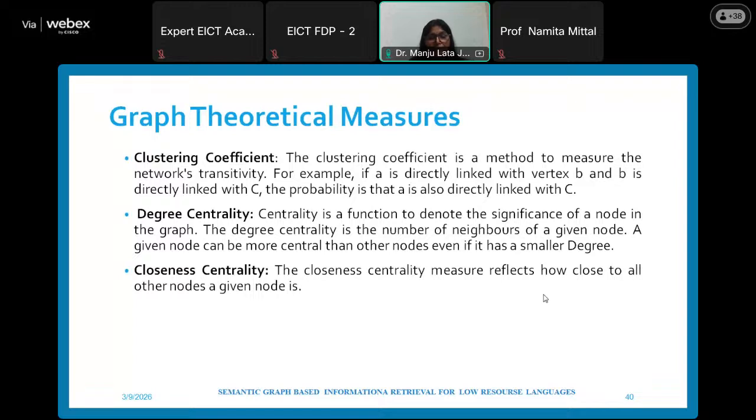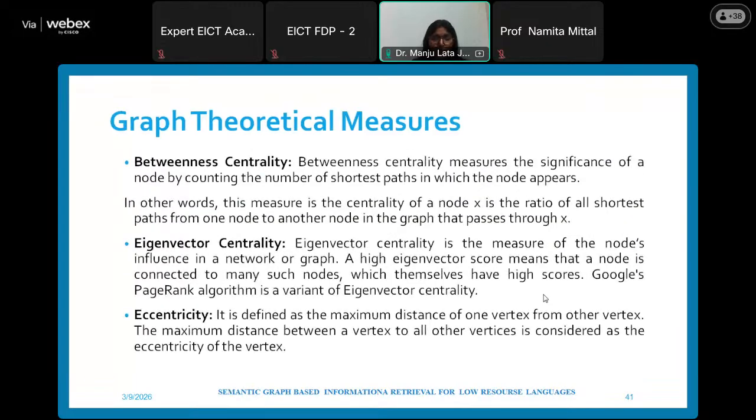Closeness centrality is a measure that reflects how close a given node is to all others. It means if you find the distance of that particular node to other nodes, then to how many nodes it is close. Betweenness centrality comes into the picture when we find a path from one node to another node, and how many times that particular node comes in between on the path. That is known as its betweenness centrality.